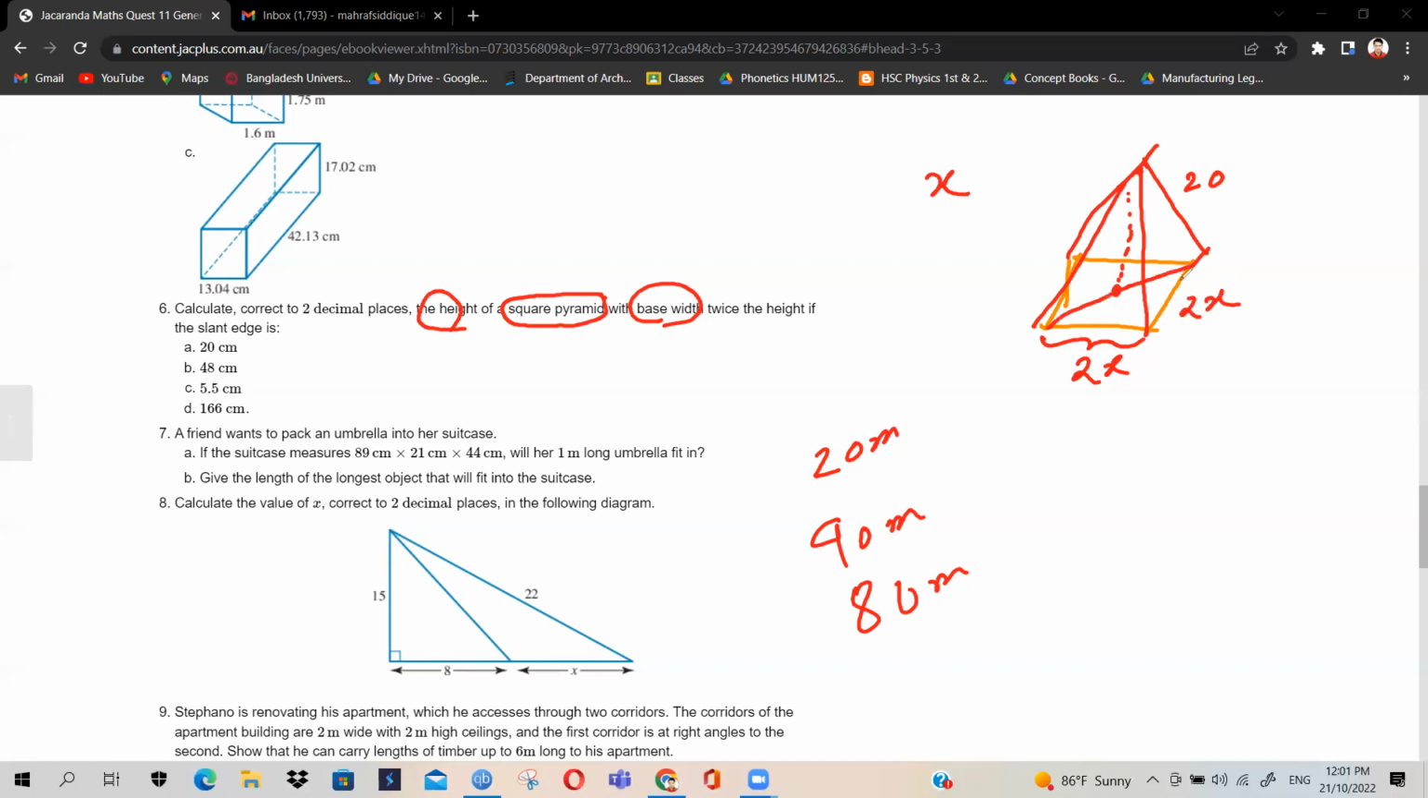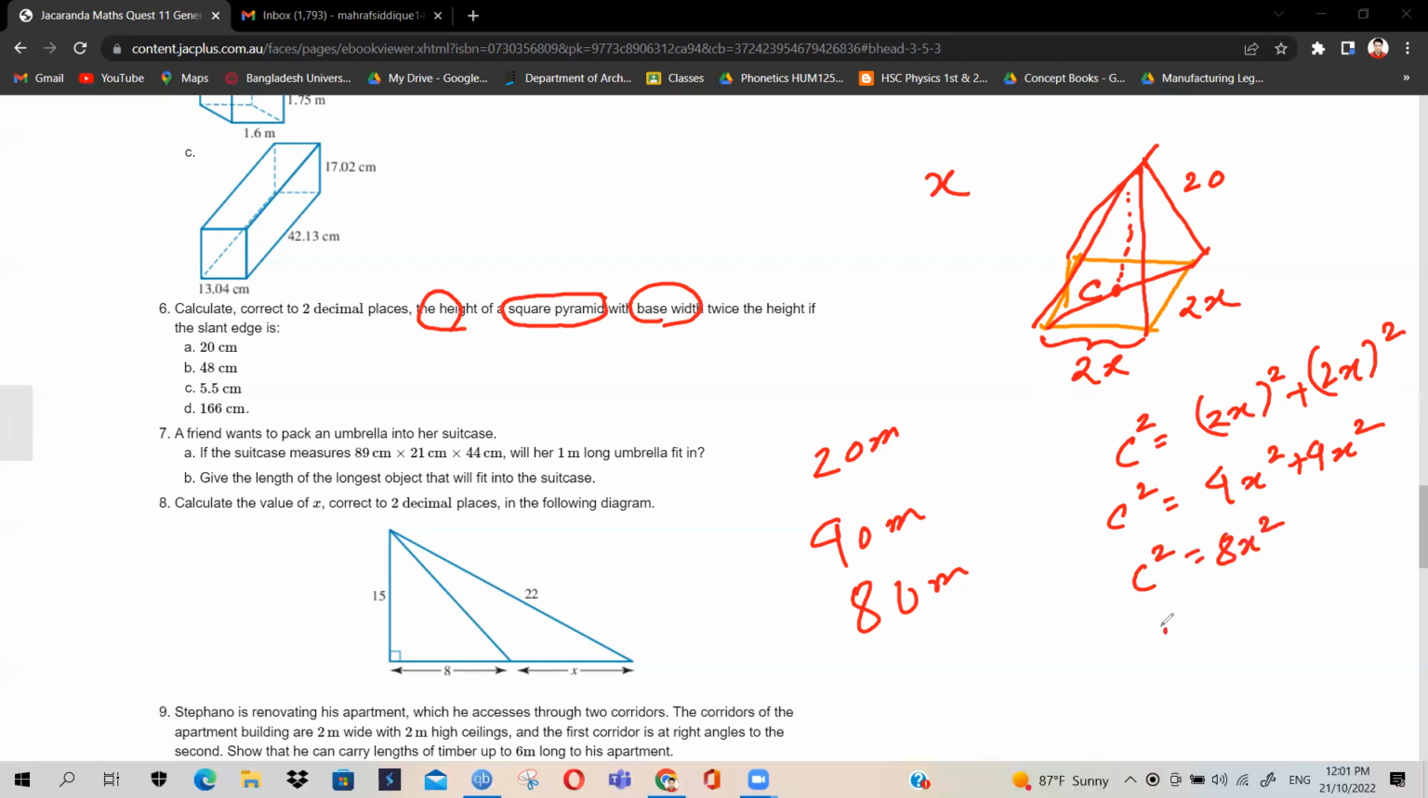So you will first have to calculate this diagonal. If this is c, let's consider this to be c. So c squared will be equal to twice x whole squared plus twice x whole squared. So c squared equals 4x squared plus 4x squared, and eventually c squared equals 8x squared, and c equals the square root of 8, which means 2 root 2x. So c equals 2 root 2x.